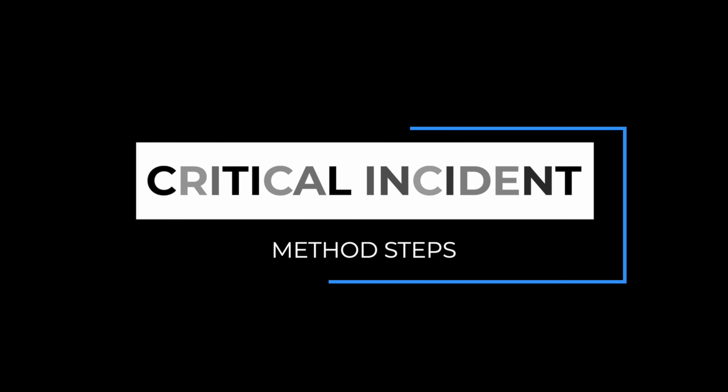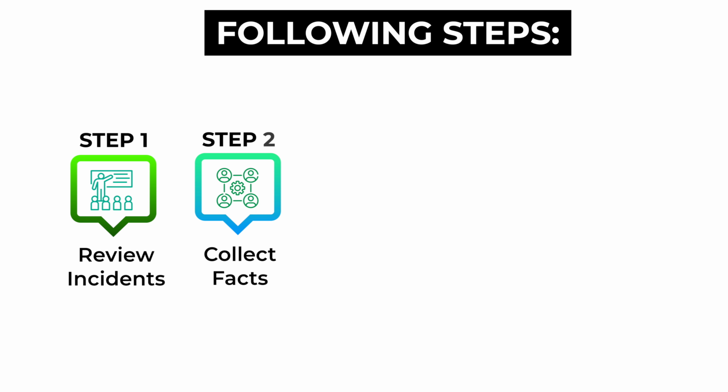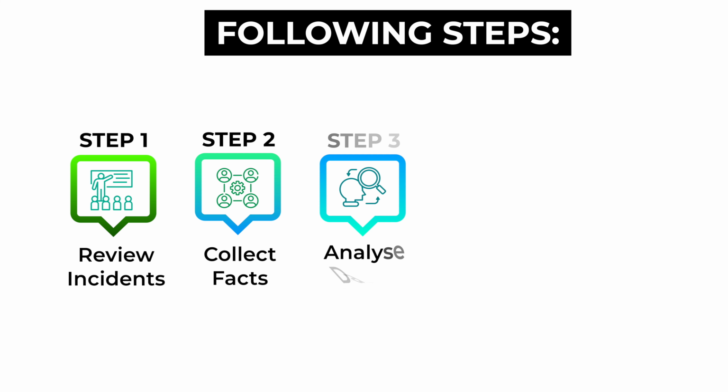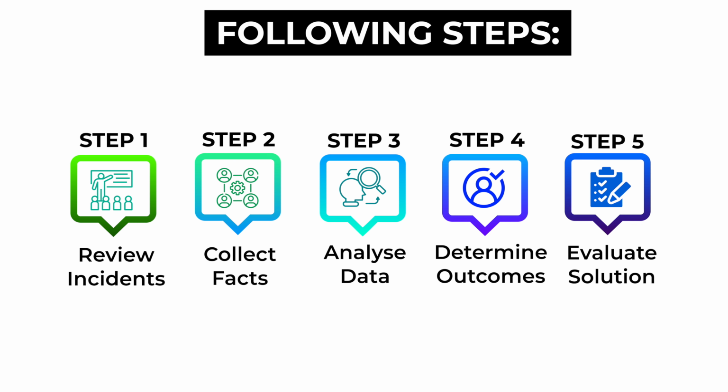Critical incident method steps. Critical incident technique has the following steps. Review incidents. We start with determining and reviewing the incidents that have taken place during the course of the job. Collect facts. Fact-finding, which involves gathering information of the incident from the members. Analyze data. The third step is to analyze the facts and the data collected by the interviewer from the participants and determine the issues. Determine outcomes. The fourth step is to determine possible solutions for the issues that have been identified. Evaluate solution. Finally, the last step is to evaluate whether the solution will be able to remove the cause of the problem that was identified.